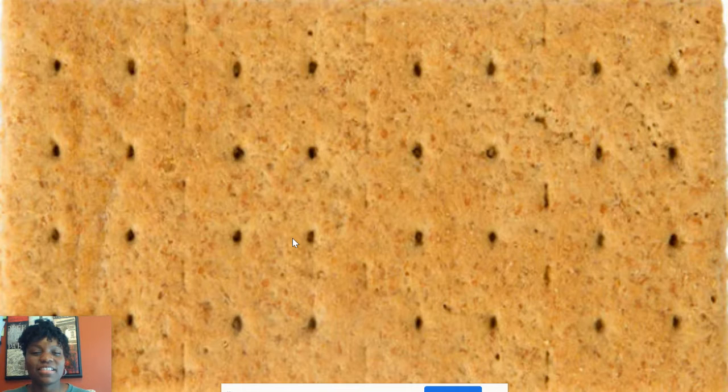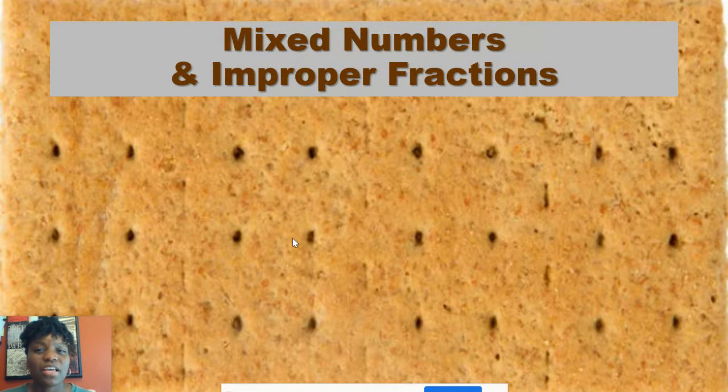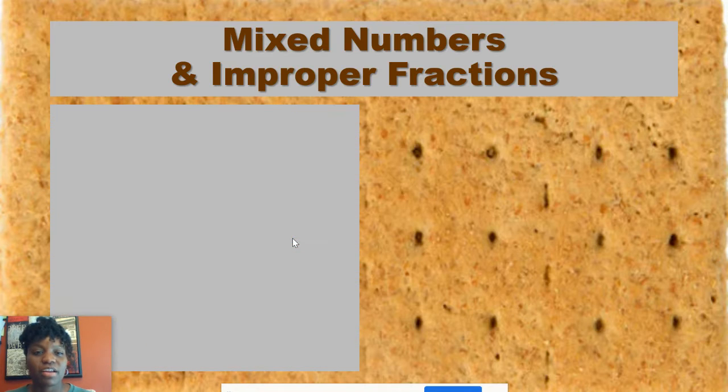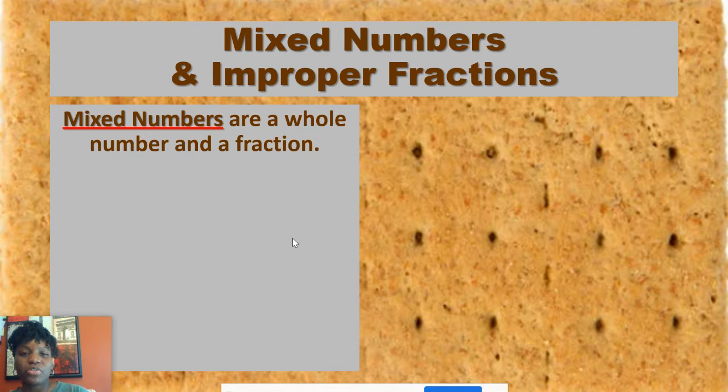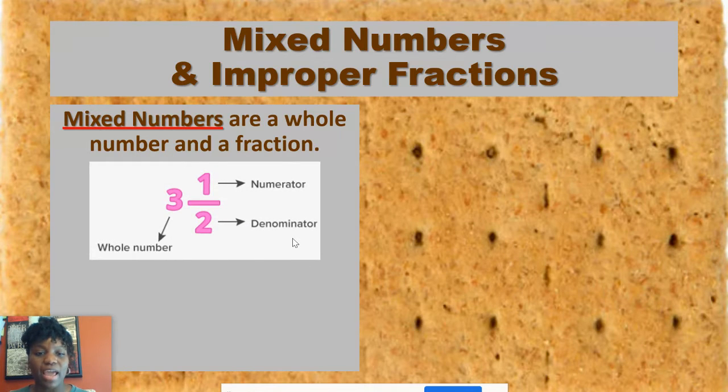All right, let's look at this and see what it talks about. Let's first talk about mixed numbers and improper fractions and figure out what they are. What we know about mixed numbers is that mixed numbers are a whole number and a fraction. So for instance, 3 and 1/2. This 3 is a whole number and this 1 is a numerator, 2 is a denominator, because this half is our fraction. So it's a whole number and a fraction.